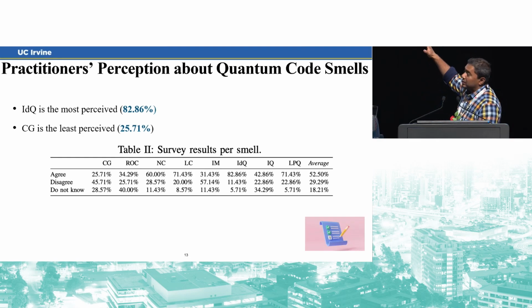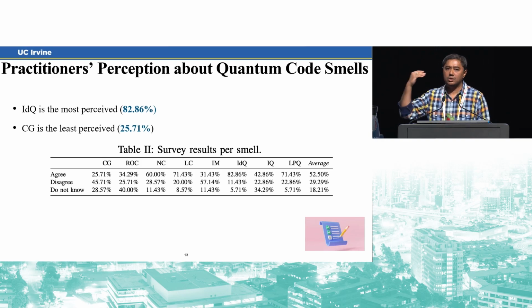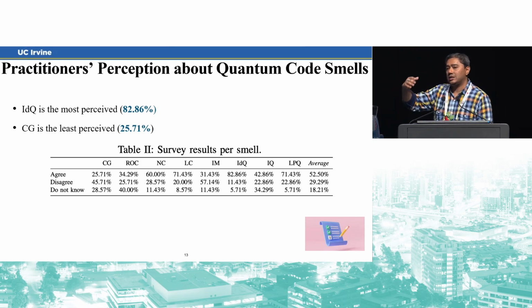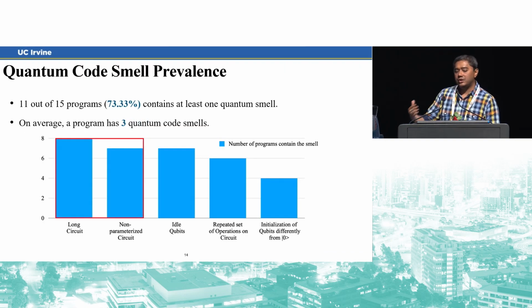So this is the result that we got from the survey. As you can see, IDQ, which stands for idle qubits, is the most perceived one according to the developers. To give you context, IDQ means you assign or initiate a qubit, and then you don't do any other operation on it for a long time. So that's an idle qubit. And CG is customized gate, which indicates that instead of using a library function, you are using something written by yourself. So that was from the developers' perception survey.